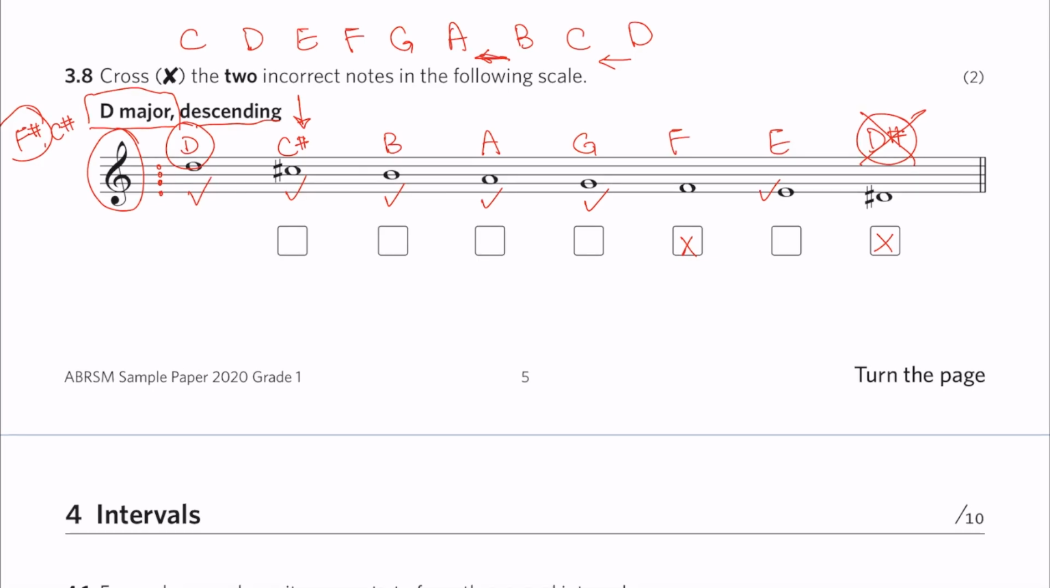This is the end of part 1. In part 2, we'll continue from question 4 to the end of the paper.